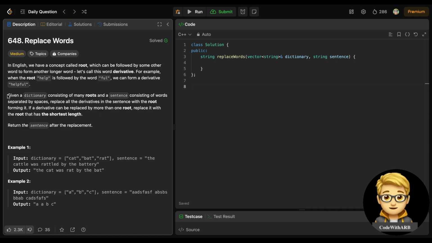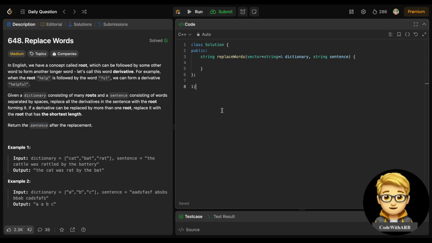First, understand this line: given a dictionary consisting of many roots, this dictionary consists of many roots, and the sentence consists of words separated by spaces. Replace all the derivatives in the sentence. The words written in this sentence are the derivatives, and they should be replaced with the root in the dictionary which was given, right? And if a derivative can be replaced by more than one root, replace it with the root that has the shortest length. Return the sentence after the replacement.